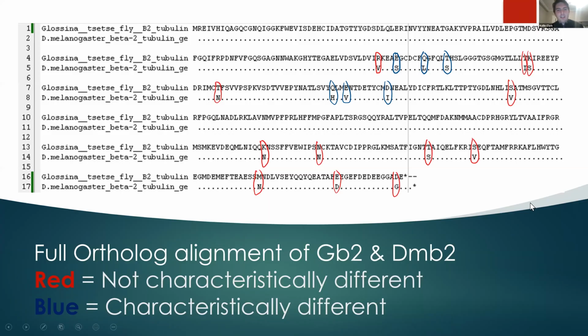And then here's the ortholog alignment I was mentioning between the two sperm-producing sequences. You notice here instead of 25 differences between these, we have slightly less with 18 differences in total, 6 of which being characteristically different, and then the other 12 not being characteristically different.